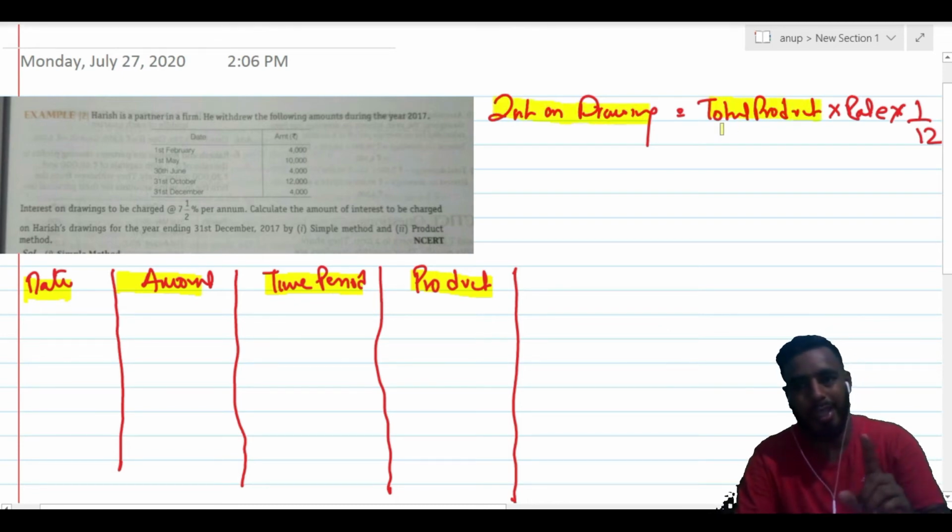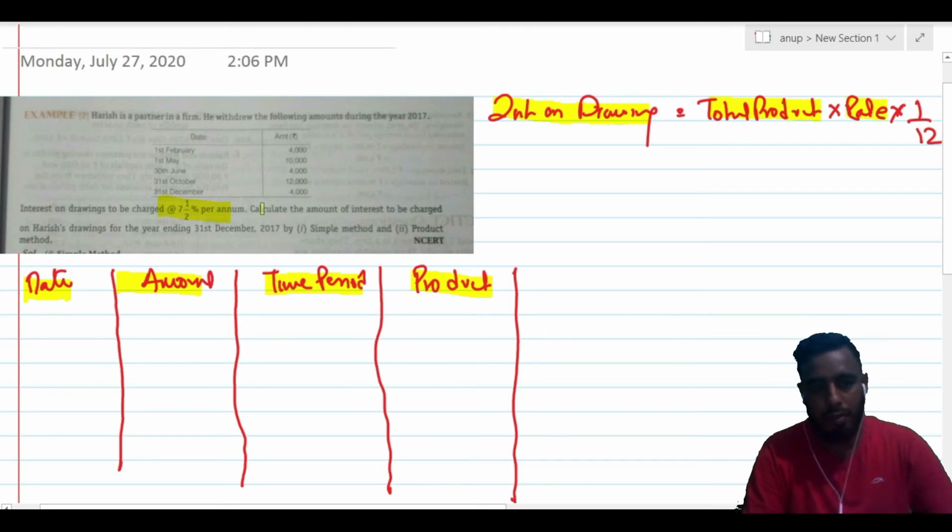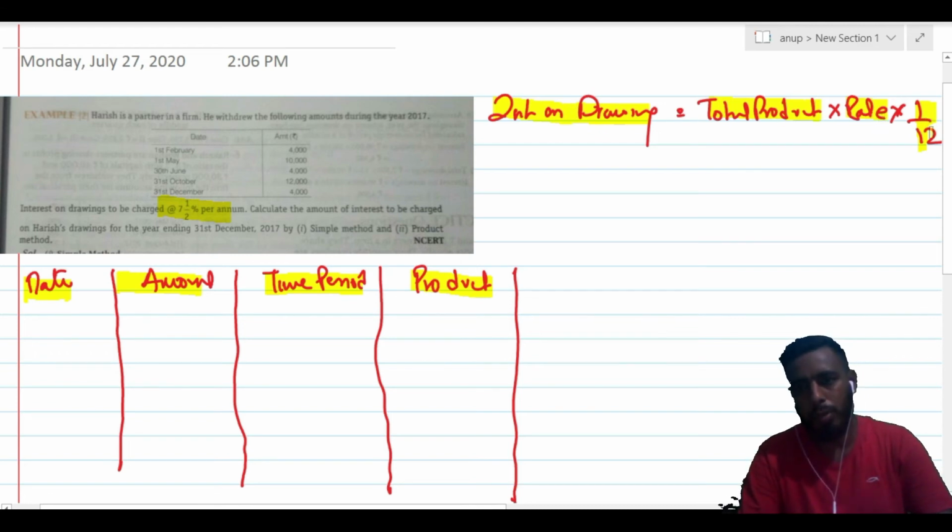Not total drawing, it is the total product. The rate which is given in the question, that is 7.5%, and the time is 1/12. I hope you understand the interest on drawing formula. It's total product, rate into 1/12. So 1/12 is fixed, rate is given, so we need to find total product.